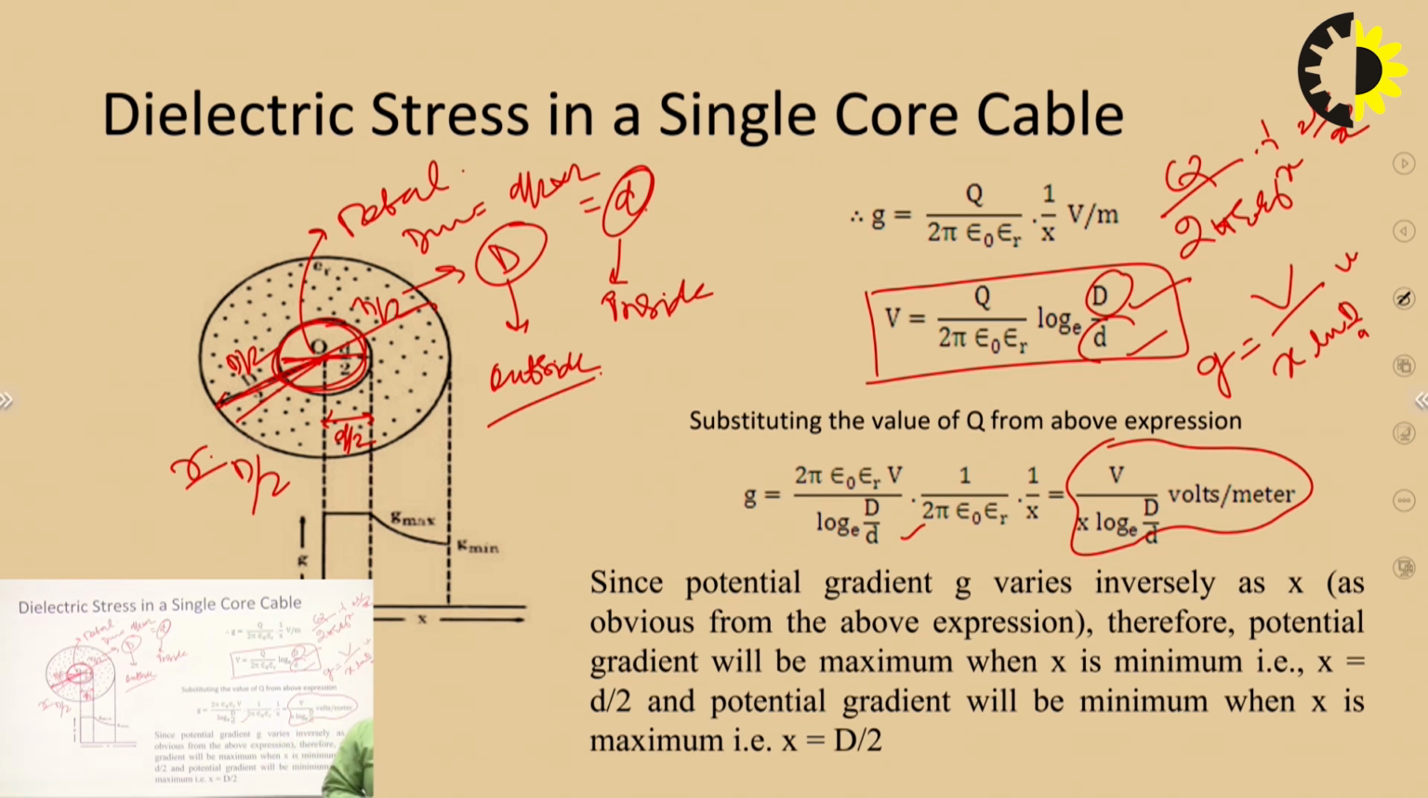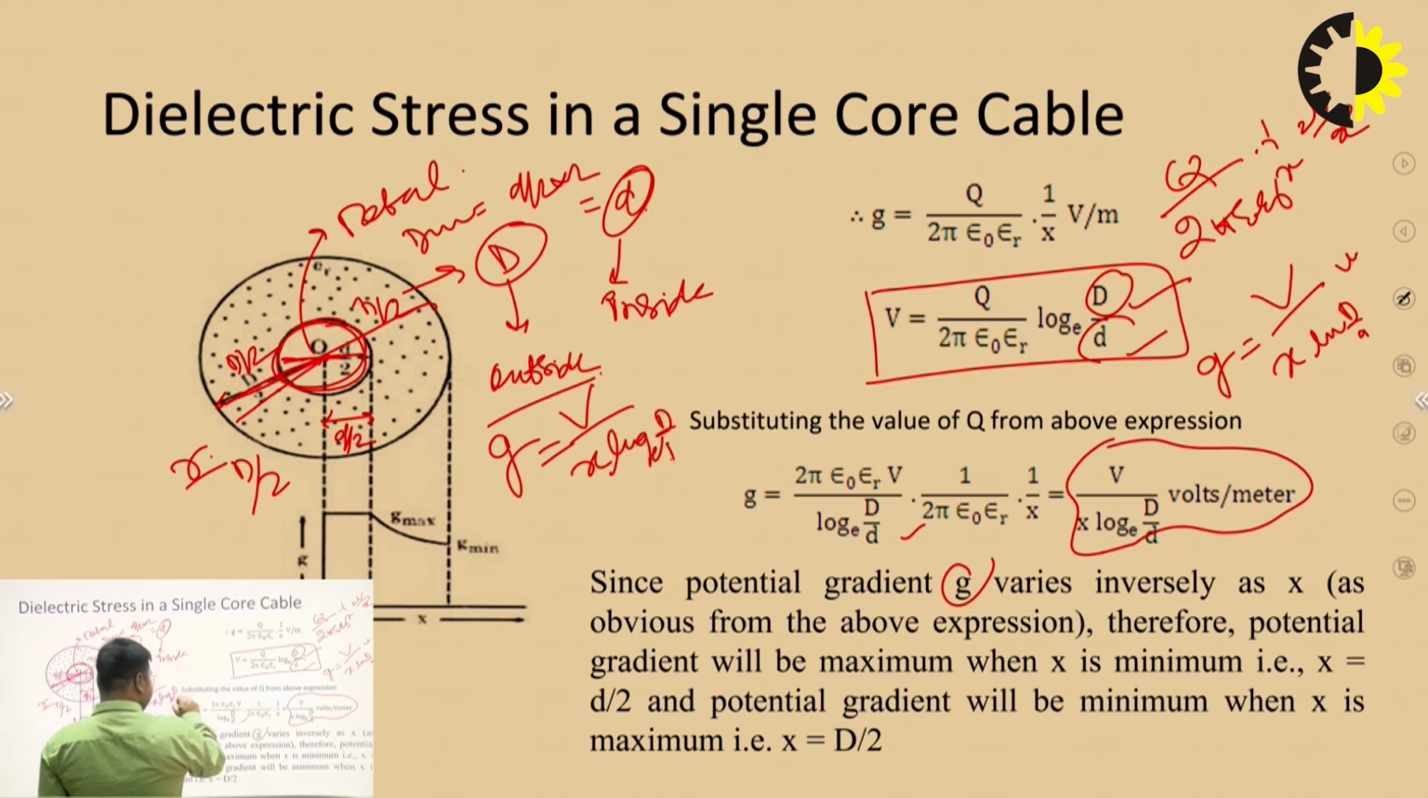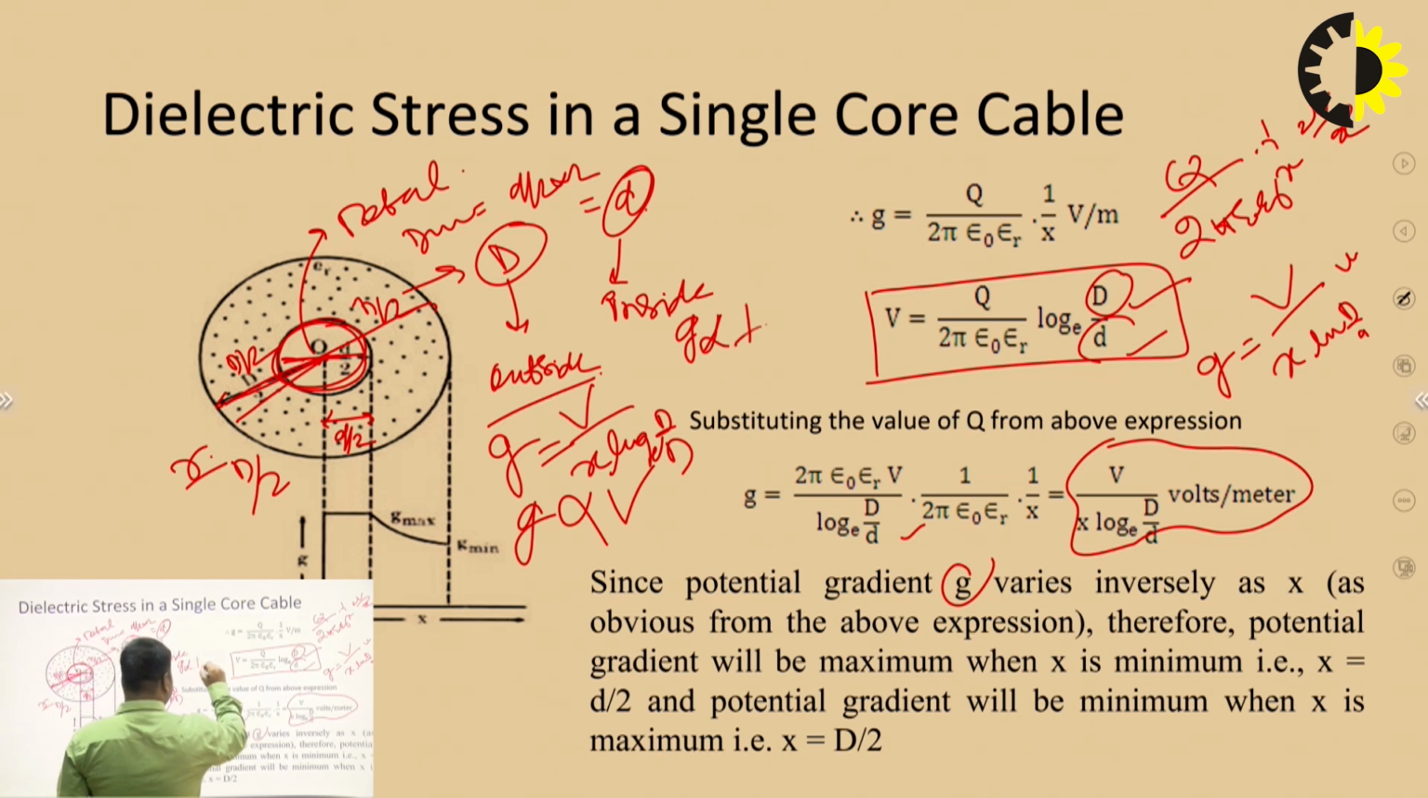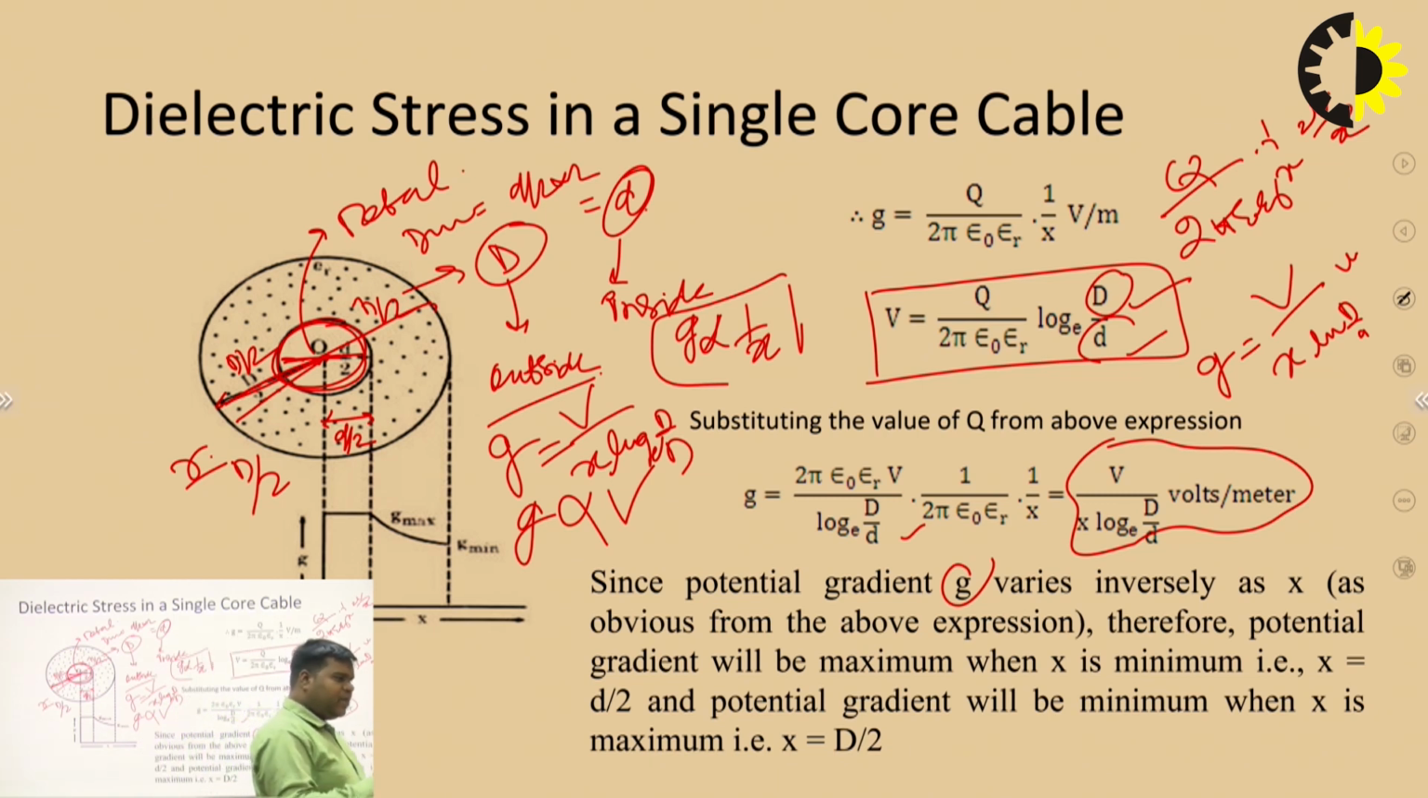Since the potential gradient G, which is basically the electric potential gradient, varies inversely as x, it is obvious from the above expression that G equal to V by x log D by d. So G is directly proportional to V and inversely proportional to x. What is x? x is basically the distance from the center O of the cable to the point. So this is the distance x.